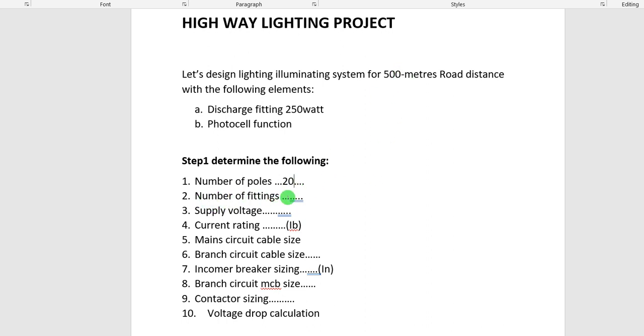The number of fittings, I said each pole should take two fittings. So we are putting 40. Okay, then supply. What supply are we using? What voltage supply are we using?